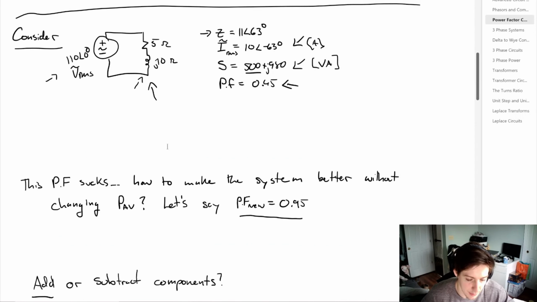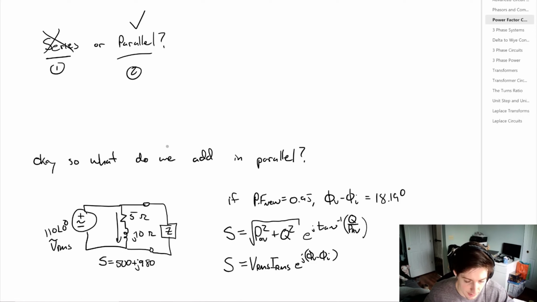Well, if we have something in parallel, we know that we still have that 110 volts over this load, and that would mean that this parallel branch would still get 500 watts. You would get this j980 that comes for the ride as well. But the current through the load is still remaining the same, and so is the voltage, so that load is still getting 500 watts. But maybe the thing in parallel can increase that power factor a little bit. So the parallel idea is what we're going to stick with for now. And the question is, what do we add in parallel?